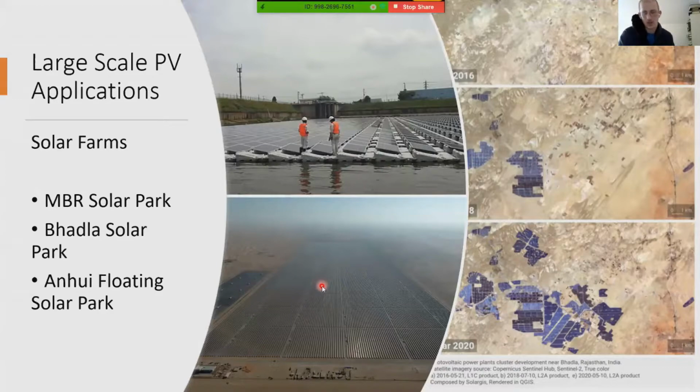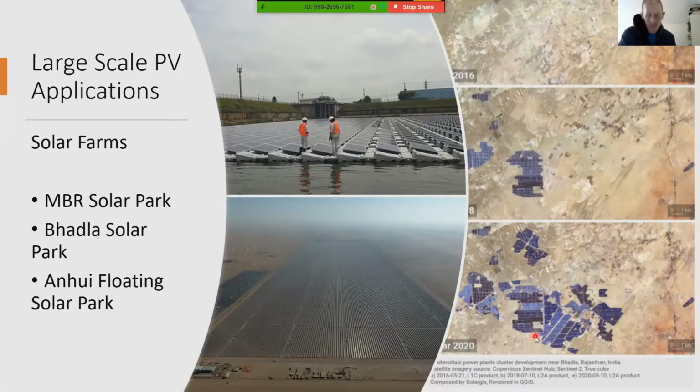This is the Bhadla solar park in India, and I thought this was really cool just because you could see the progress. These are satellite photographs. 2016, not much going on, but by the time 2020 rolled around, the development was pretty extensive. It has a power production capacity of 2,245 megawatts and covers roughly 57 square kilometers.